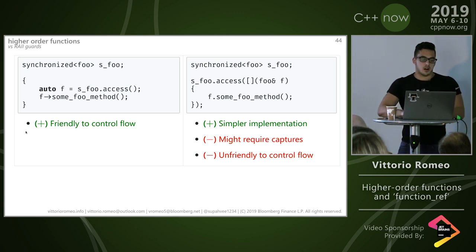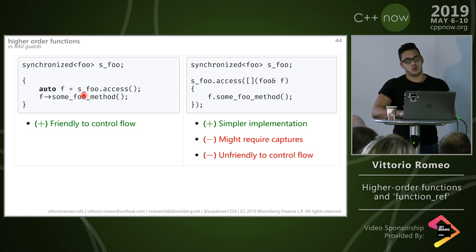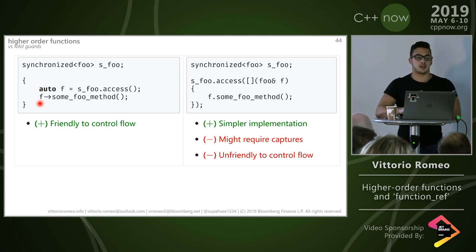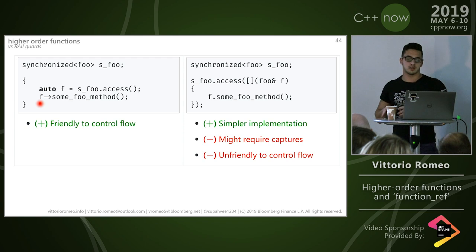So the first one with guards works a little bit like this. You call sfoo.access, and it gives you back some guard. You can put it in an f variable. The type is unspecified. And then if you use the star operator or arrow operator, you can actually access the underlying foo instance, and that's guaranteed to be thread safe.